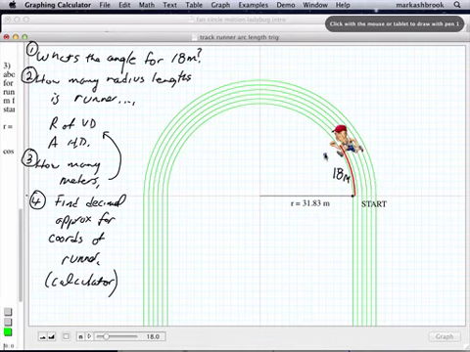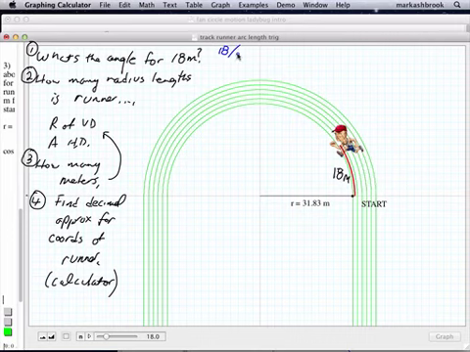If we want the angle, then we want the number of radius lengths, right? If we can get the number of radius lengths that he's run, that's the same as the angle in radians. So how would you get how many radius lengths 18 is if the radius is 31.83? It's going to be a number less than 1.